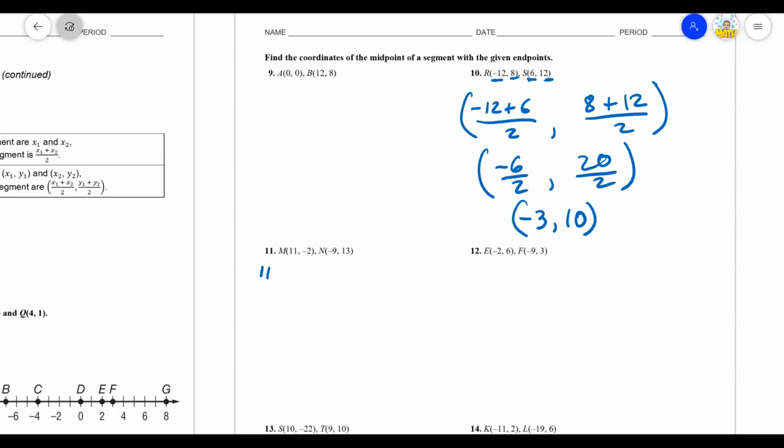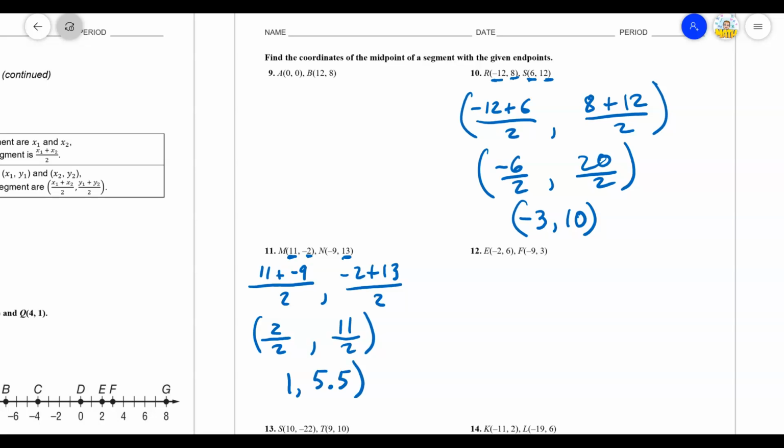visualize this. Here I have 11, the x-coordinate, plus negative 9, the other x-coordinate. Divide that by 2. Negative 2 plus 13. So it's really just an exercise, and that's why we reviewed this in our algebra review. Adding and subtracting negative numbers is a key skill for us. 11 plus negative 9, that's positive 2. Divided by 2. Negative 2 plus 13, that's 11. Divided by 2. So this would be 1 and 5.5.